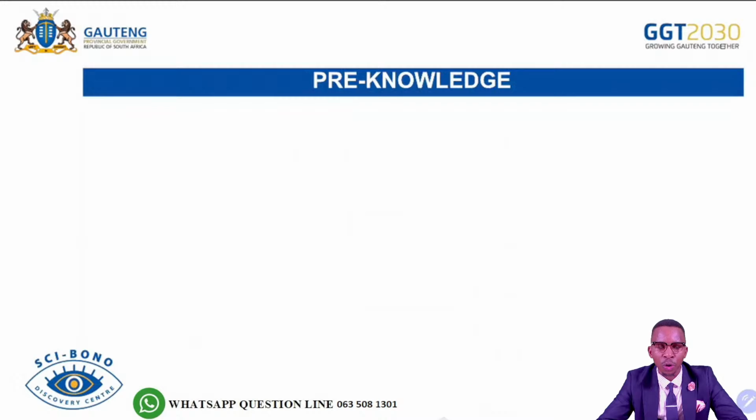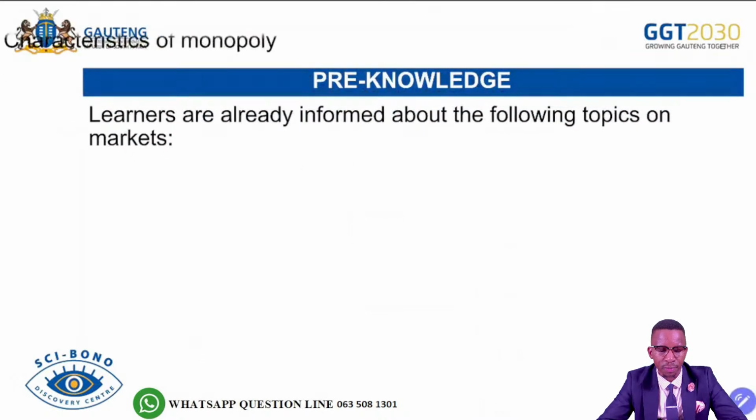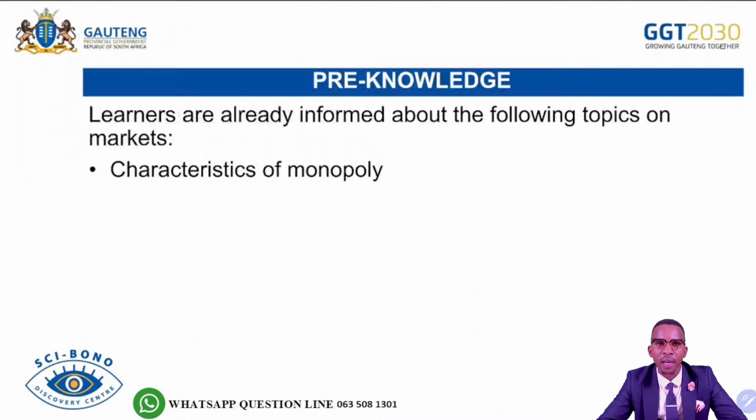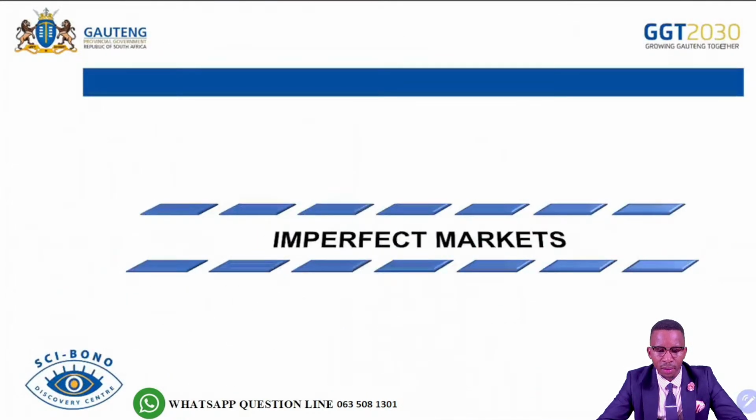It is believed that you already know the following content based on microeconomics. Characteristics of monopolies that you covered in grade 10 and grade 11. Types of monopolies. And then here is the lesson.